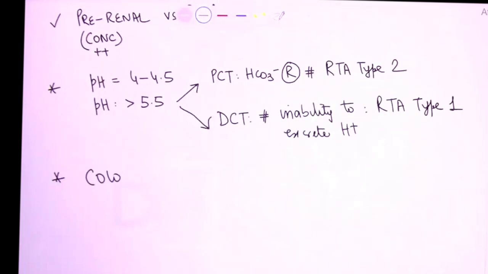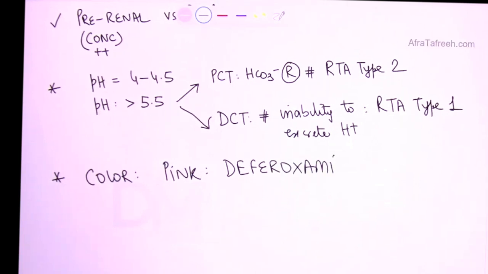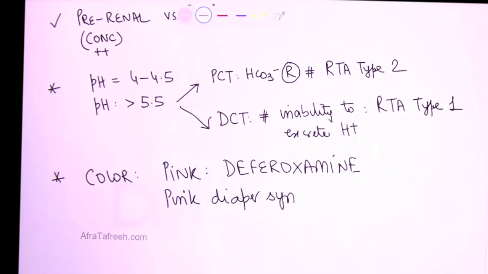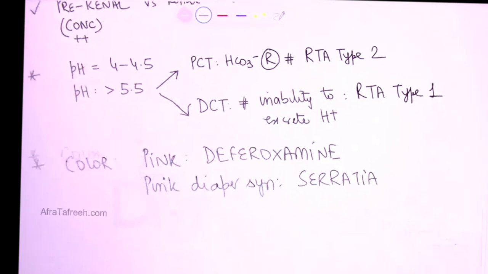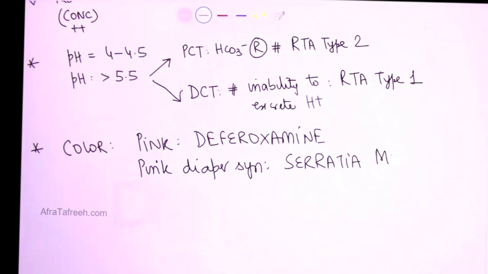We can next talk about color of the urine, where it can give you a flashy color like pink. Now this would be seen with the iron chelator, that is deferoxamine. However, there is an alternative terminology which I also want you to remember, that is pink diaper syndrome. This is because of infection with a bacteria by the name of Serratia marcescens, which gives a pink color to the urine, and it stains the nappies of the child or stains the diaper of the child, so called pink diaper syndrome.